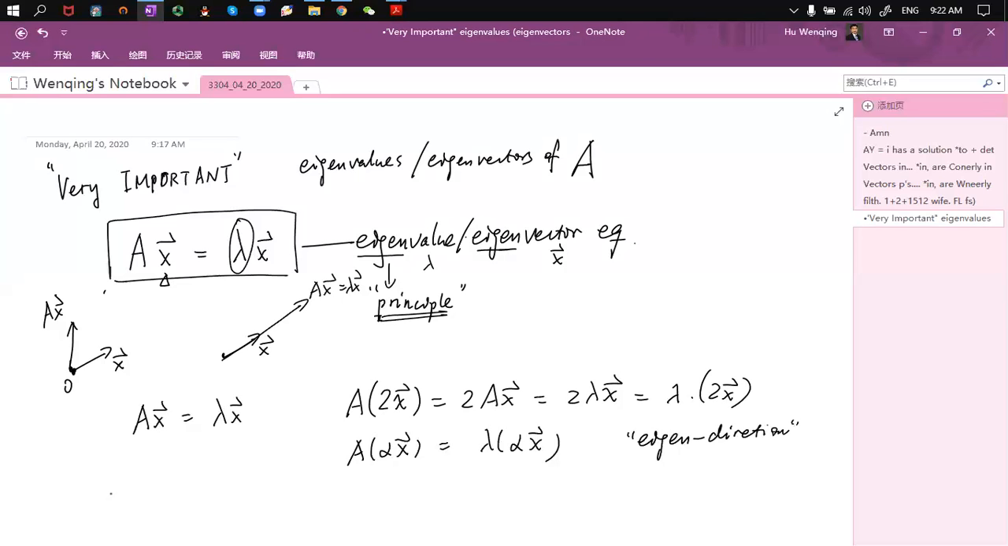But another thing you observe is that this definition is not enough, because no matter which eigenvector you take, A of 0 is always lambda times 0.